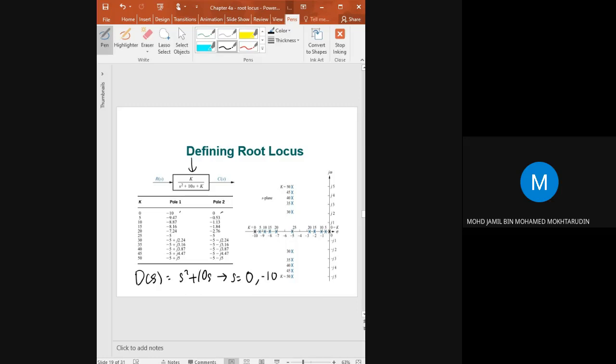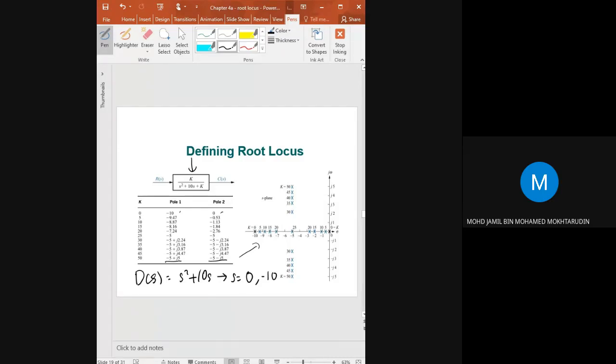If you look at the table, when you vary the value of K, the value of the poles also varies. Another thing you can observe from the table is that when you increase the value of K, the poles reach a certain value, maybe a final value. For example, here, minus 5 plus j5 and minus 5 minus j5, okay? And when you plot each point on the S-plane, you get a shape.